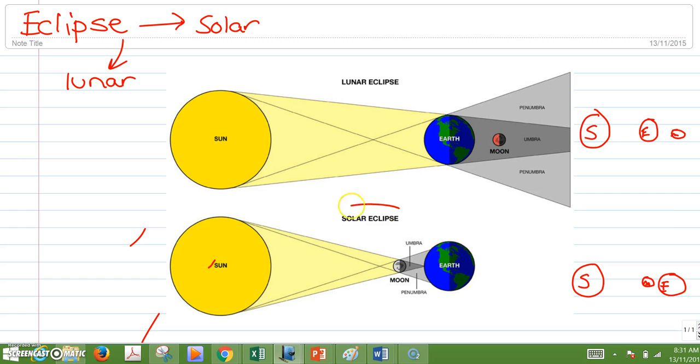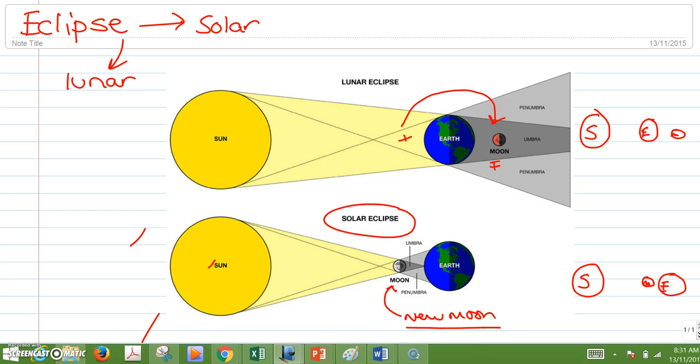So we'll start with what happens in a solar eclipse. A solar eclipse will only occur at a new moon. So thinking about our phases of the moon here, this has to be a new moon position. Remembering if it's on the other side, so here would be a new moon position, as it moves round and it's on the other side of the Earth, this would be a full moon position up here. So it has to be in the new moon position.